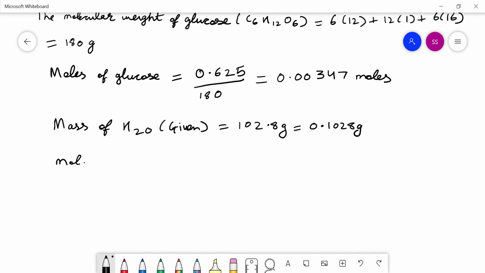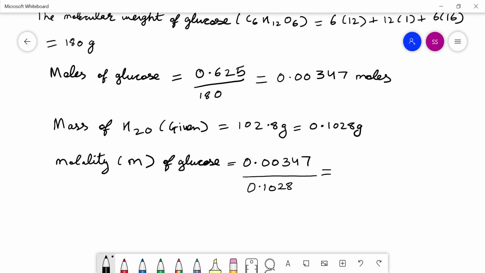Molality of glucose is equal to moles of glucose by given mass of water, जो होगा 0.00347 moles divided by 0.1028 kilogram, जिसका आंसर होगा 0.0338 moles per kg.